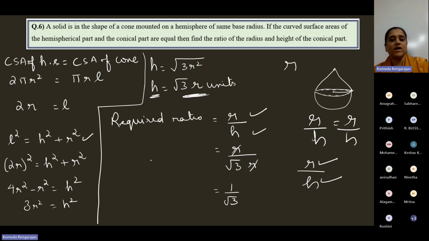So now the required ratio is radius by height. Radius is r, height is root 3 r. So r and r get cancelled. The required ratio is 1 by root 3.